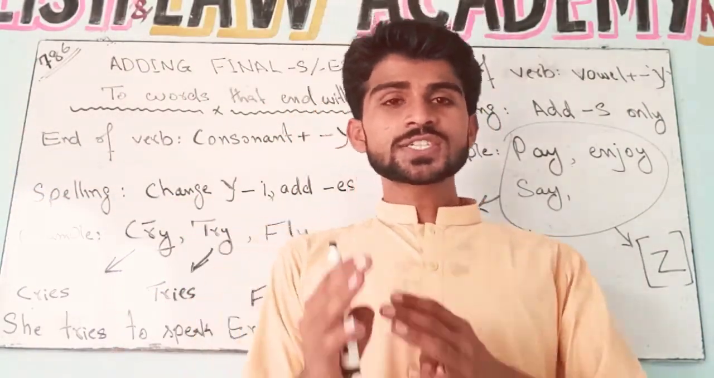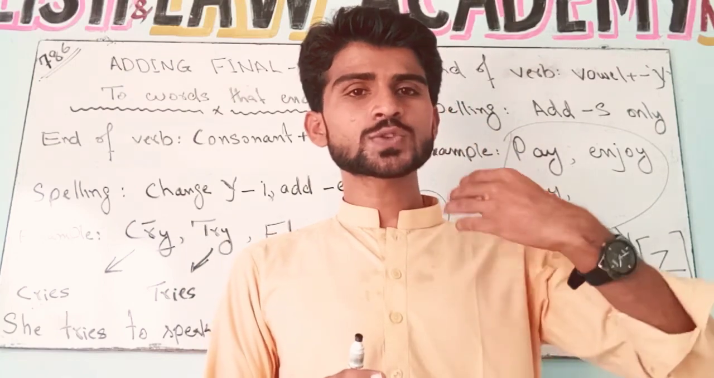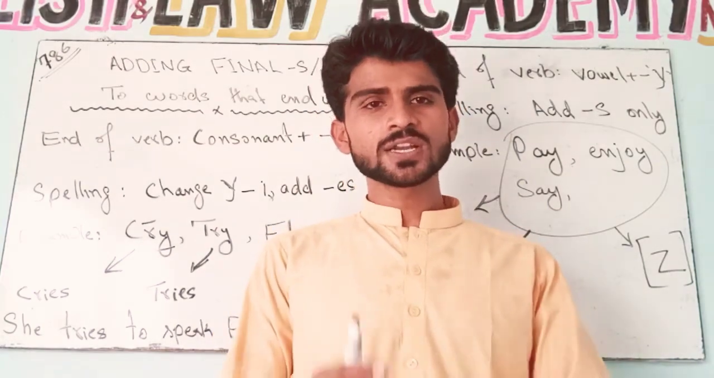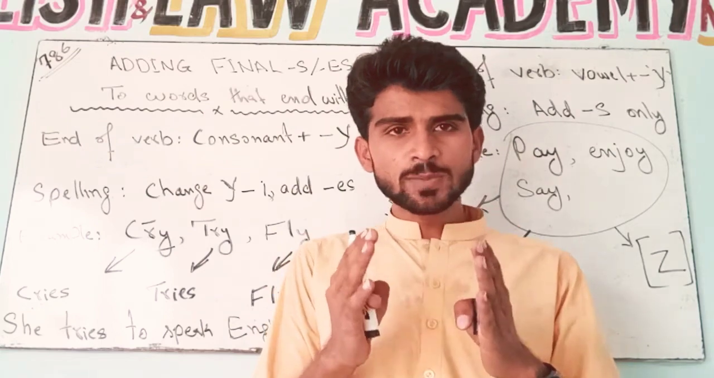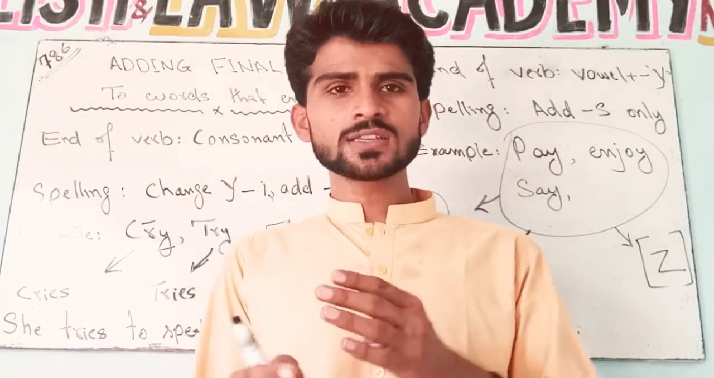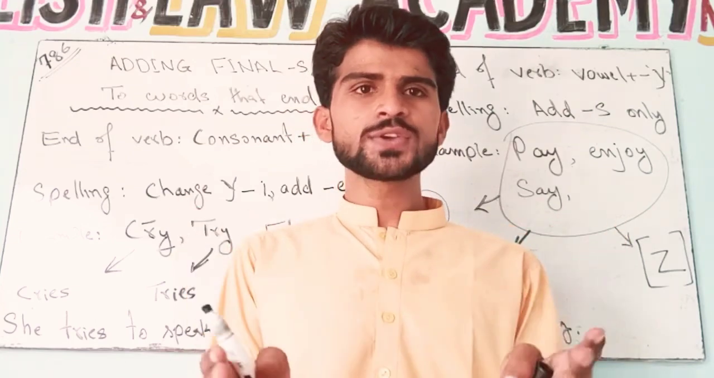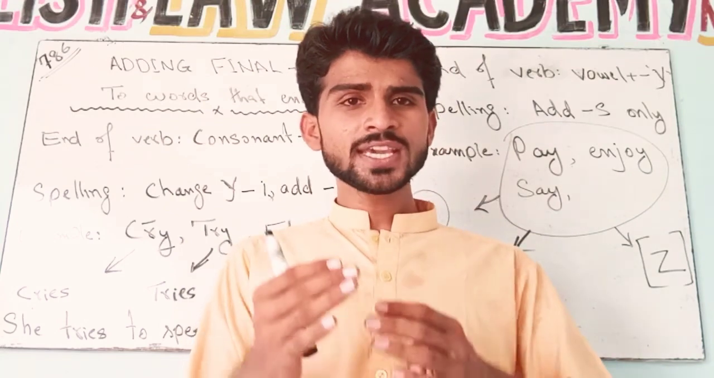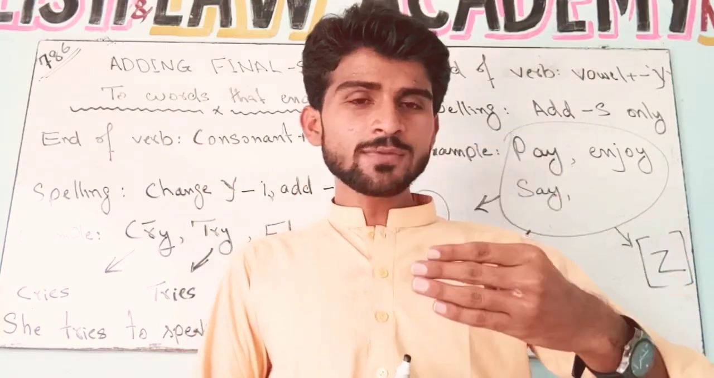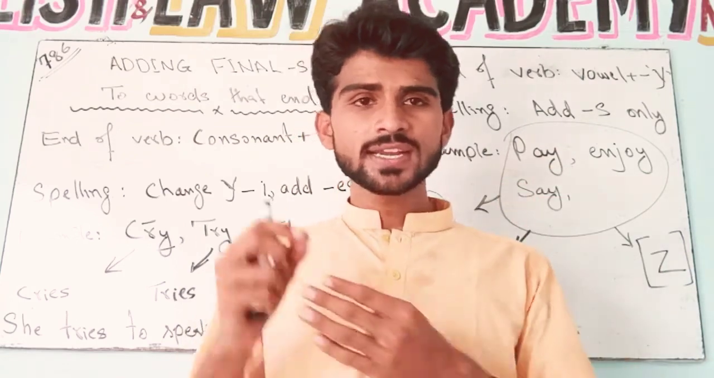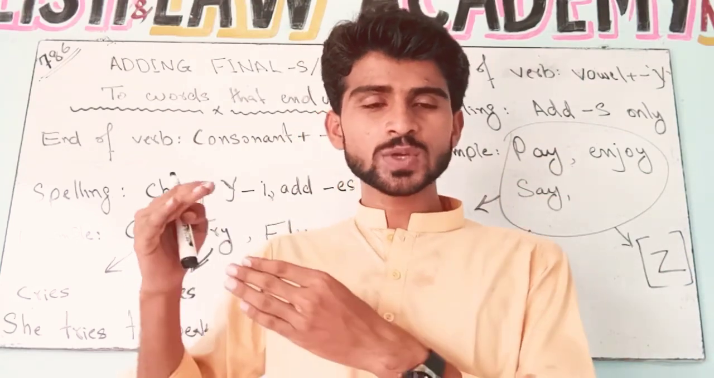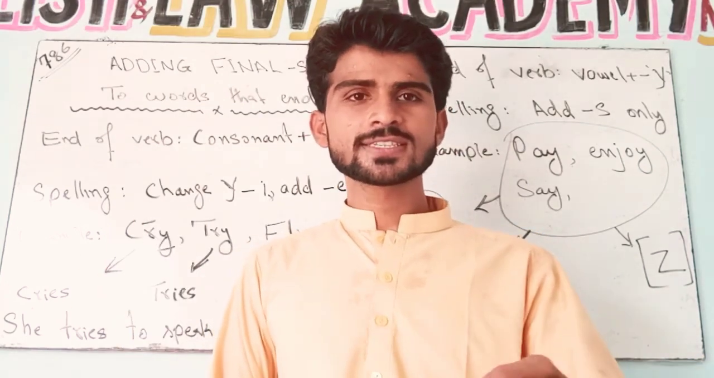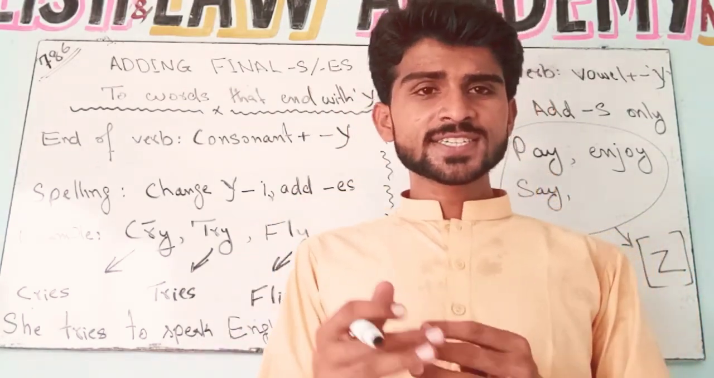For example, she tries to speak English. She tries to dance. He tries to write a letter. There are many examples which you can write easily. So always keep in mind that if a verb ends with a consonant and Y, then we use it in the present simple tense with third person singular in an affirmative sentence by replacing Y with I and adding ES at the end. For example, try, tries, cry, cries, fly, flies. Okay, so let's move to the next rule.